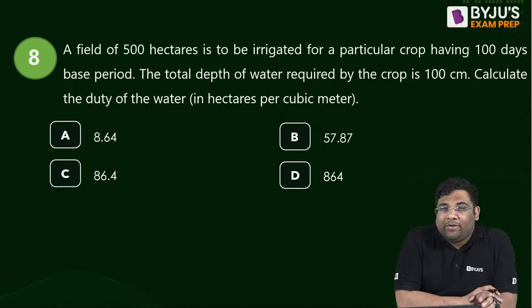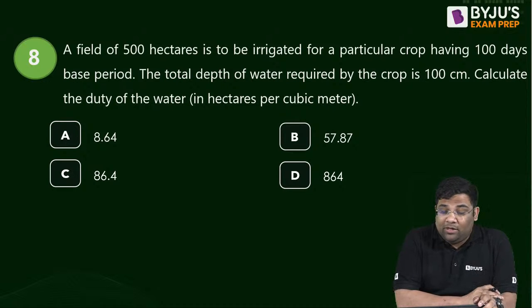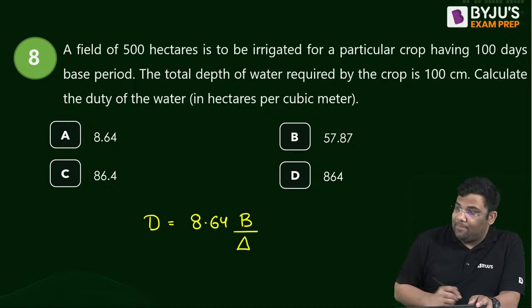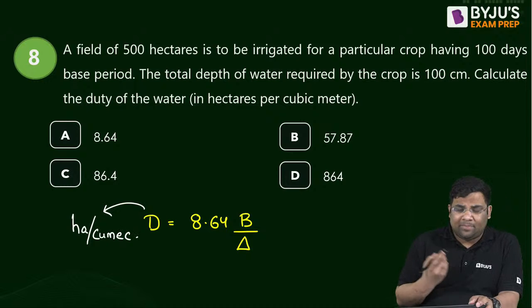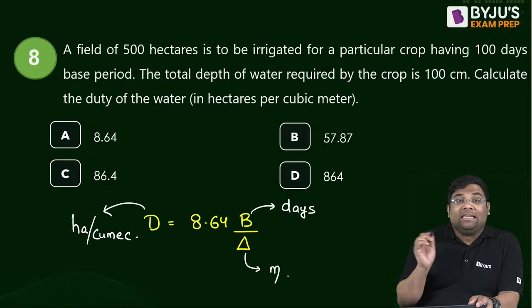So we are solving questions from hydrology and irrigation for upcoming examinations. I told you, you have to be a little careful of the units. The formula is, duty is equal to 8.64 B by delta. But here you have to understand this D is in hectare per cubic meter per second, and this B is the base period in days, and this delta is in meter. You have to understand this thing, yes?